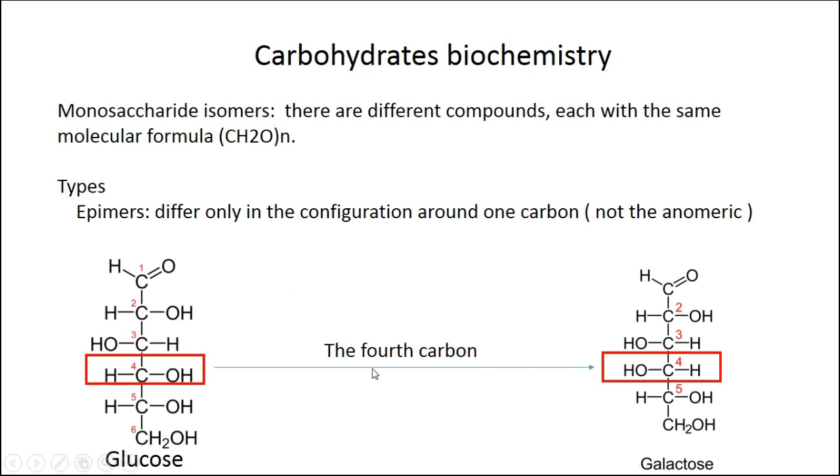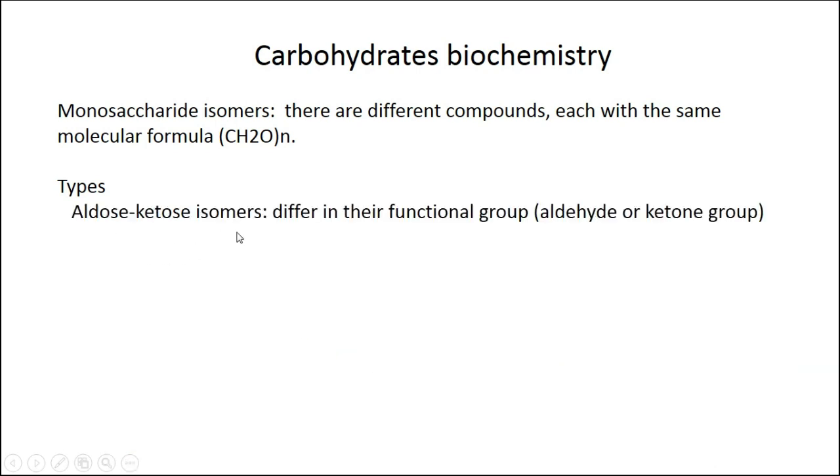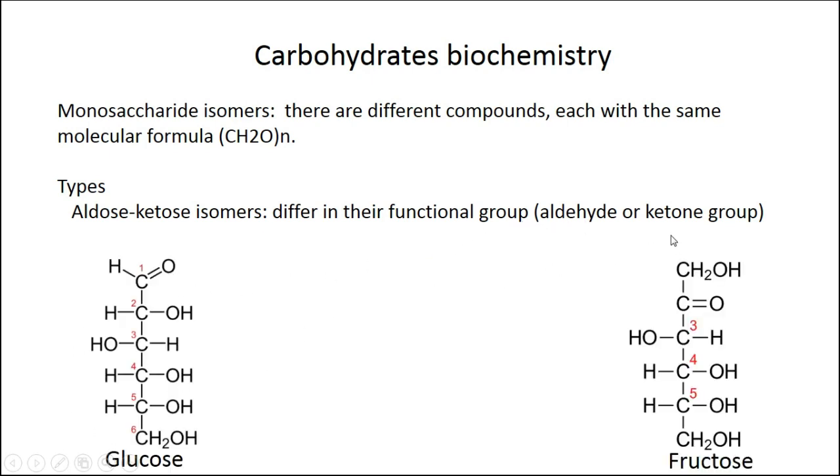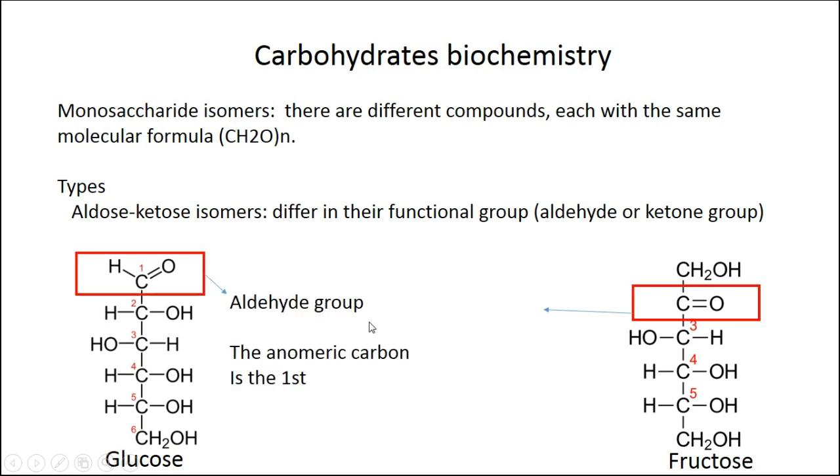Another type of isomers is aldose-ketose isomers, and they differ in the functional group. It can be an aldehyde group, such as in glucose, or a ketone group, such as in fructose. The first carbon here with oxygen and hydrogen is considered an aldehyde group, and the second carbon here with the oxygen is considered a ketone group. In the aldehyde case, the anomeric carbon will be the first carbon, and in the ketone case, the anomeric carbon is the second carbon, not the first carbon.